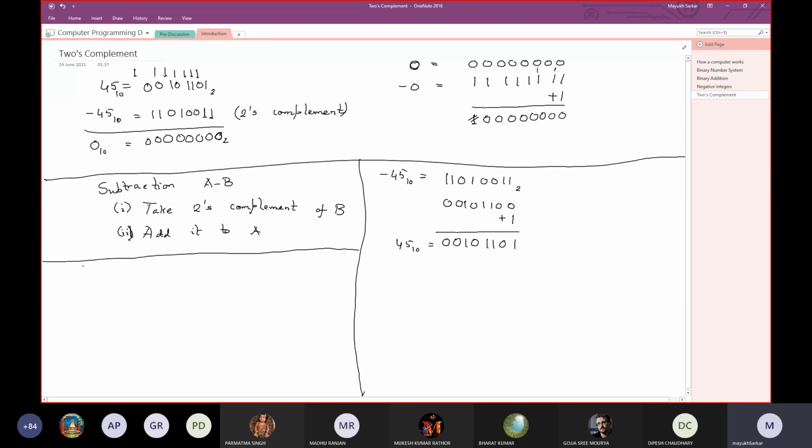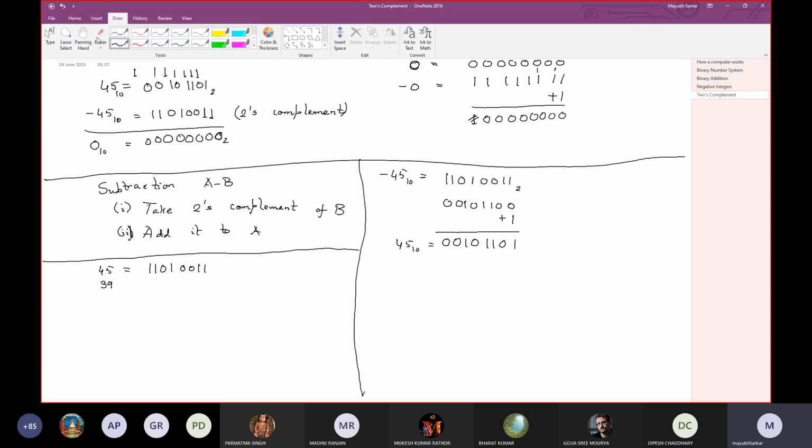Suppose I am going to subtract, say, 45, and I am taking 45 because I already have its number converted here, and say 39. So 45 is 1 1 0 1 0 0 1 1, and I have to take the, sorry, that was for minus 45.